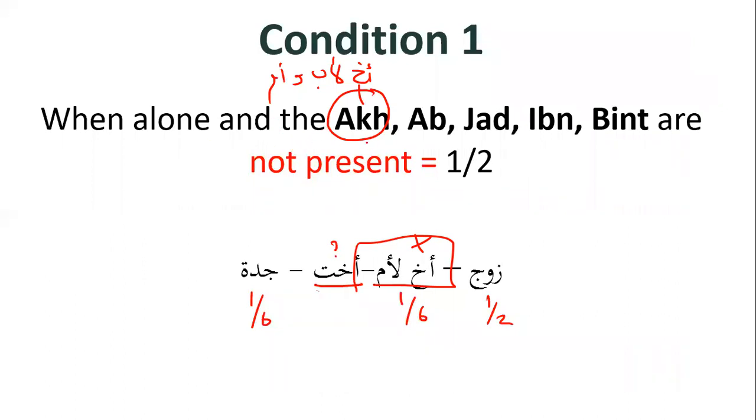So when alone and the akh, abjad ibn, can we see the abjad ibn here? No. Bint, can we see bint anywhere? No. So none of these are present. Therefore, the ukht over here will receive 1/2 of the inheritance.